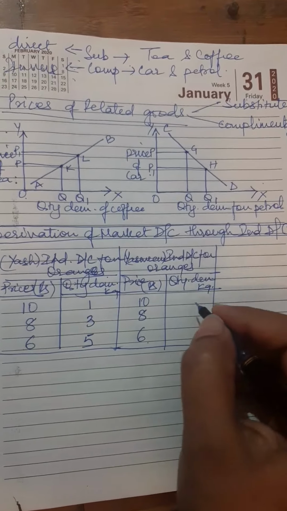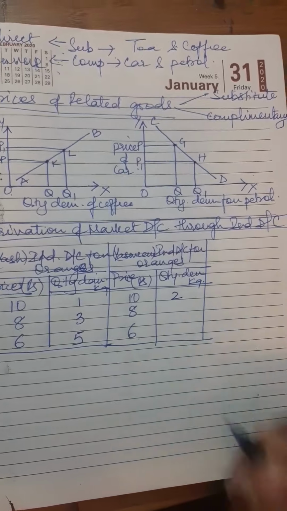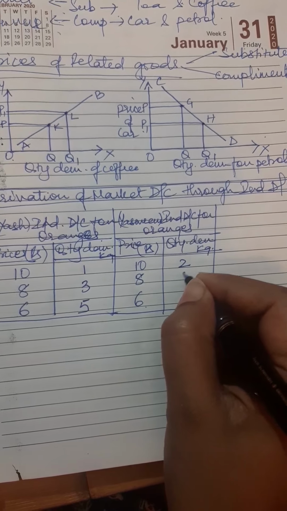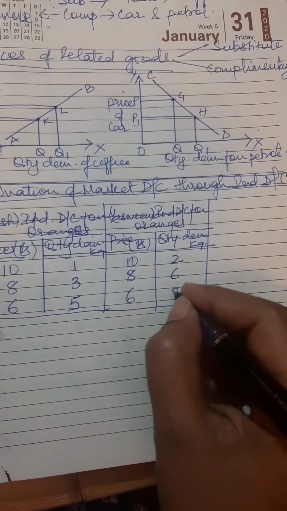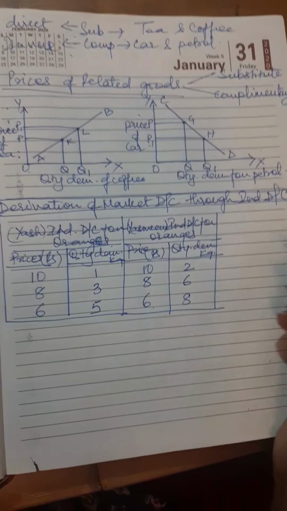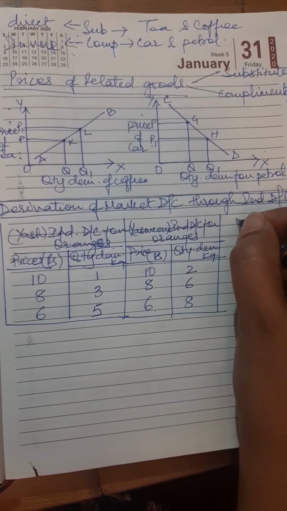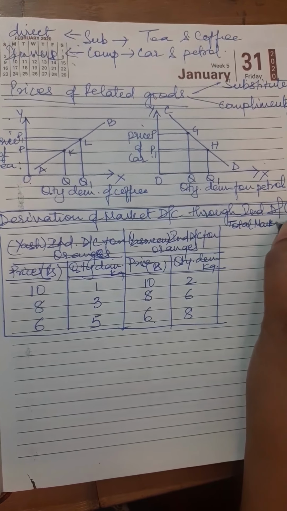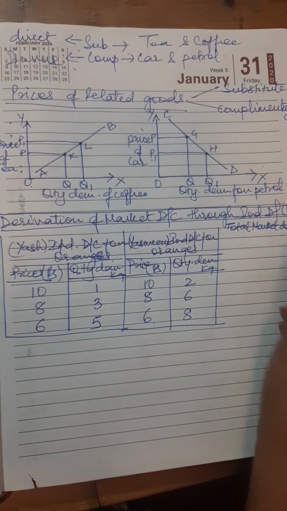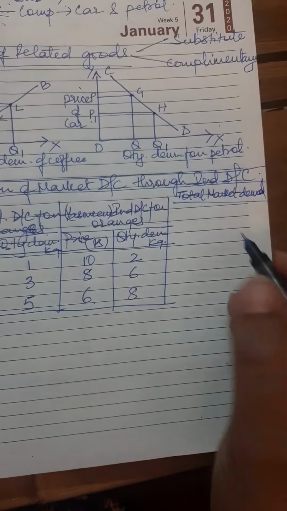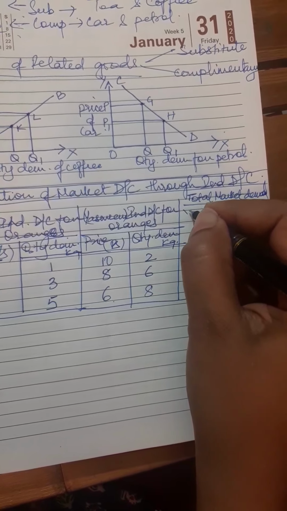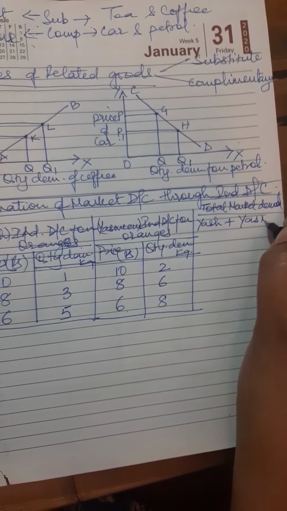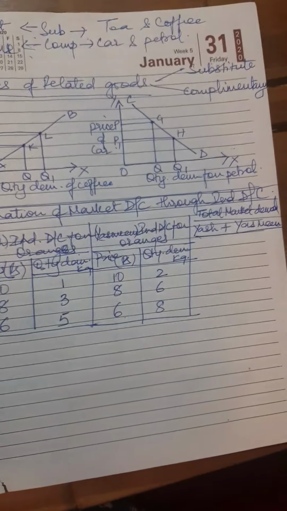On the other hand, Yasmin demanded 2 kgs of oranges when the price was 10. When it came down to 8, 6 kgs. And when it came down to 6, 8 kgs. Okay. So finally, if we have to find out the total market demand, since there are only two consumers in the market, it is going to be Yash's demand and Yasmin's. So that would be the sum total of all the demand.